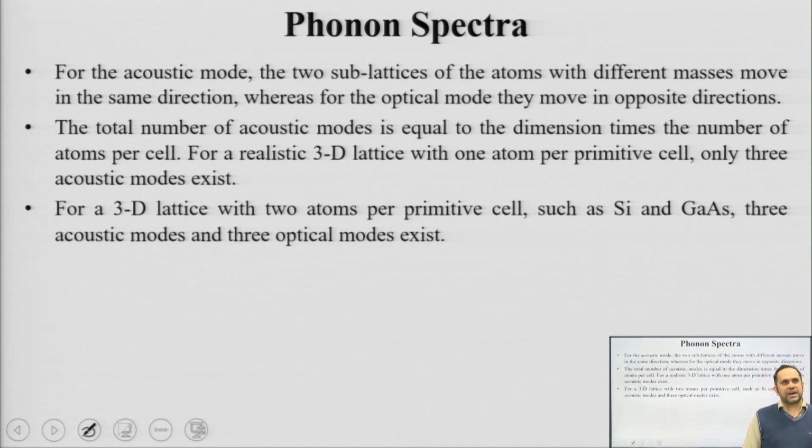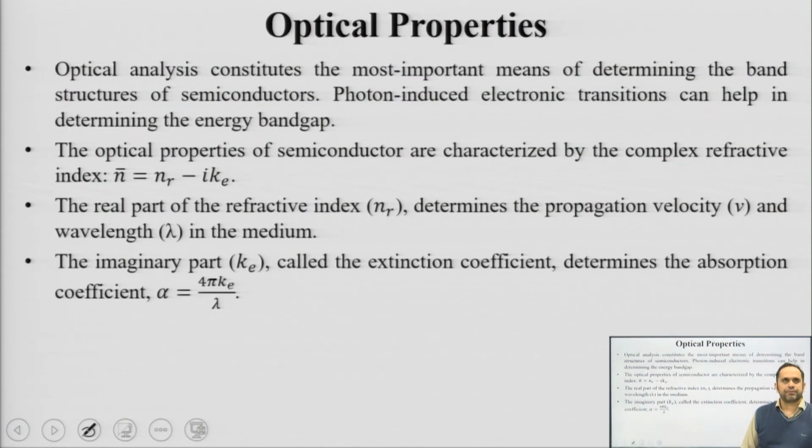And for a 3D lattice with two atoms such as silicon or gallium arsenide, your elemental and compound semiconductors, three acoustic modes and three optical modes tend to exist. Okay. So, these can be studied in greater detail to identify what kind of material properties we might see once these materials are used in devices. Okay. So, this is related to the phonon spectrum or material properties associated with a semiconducting material.